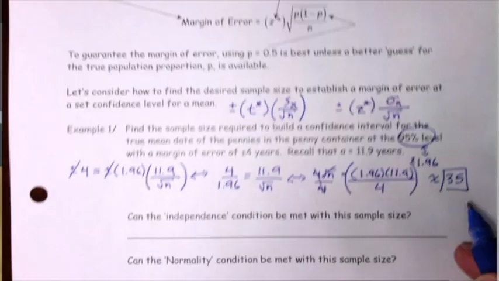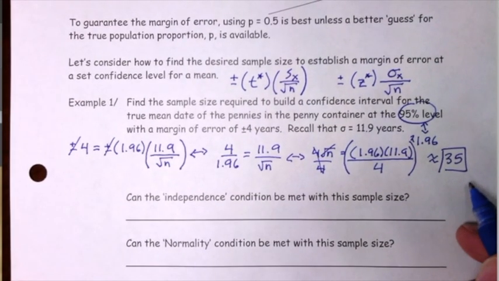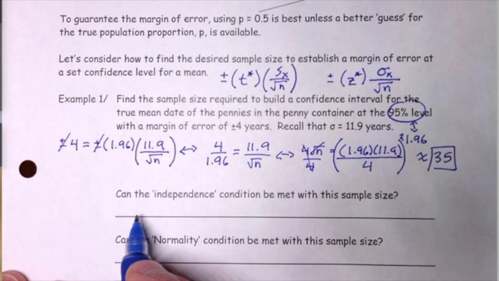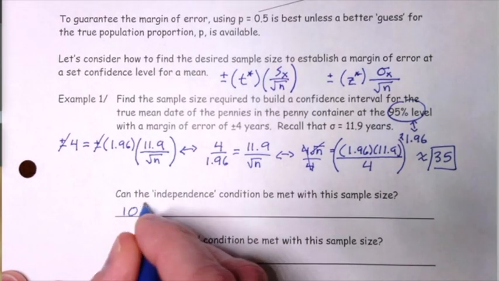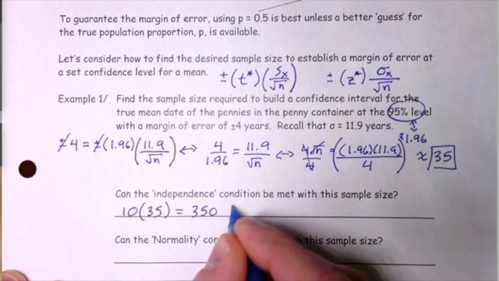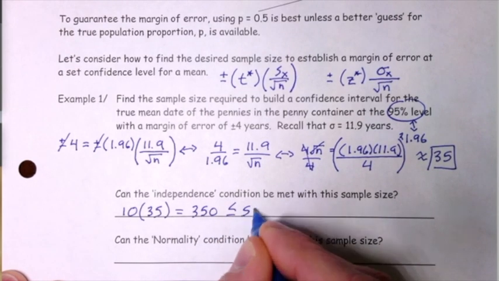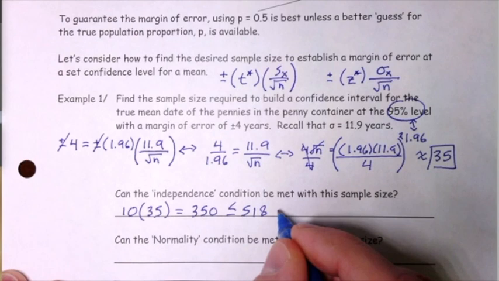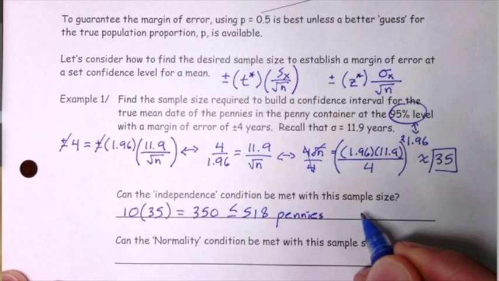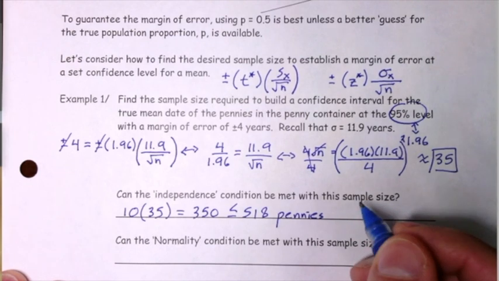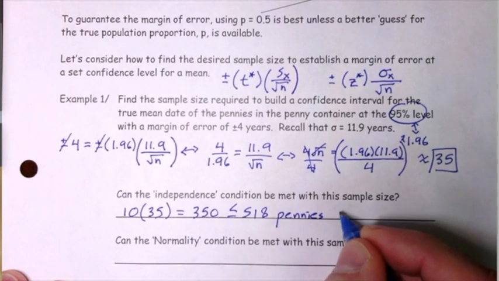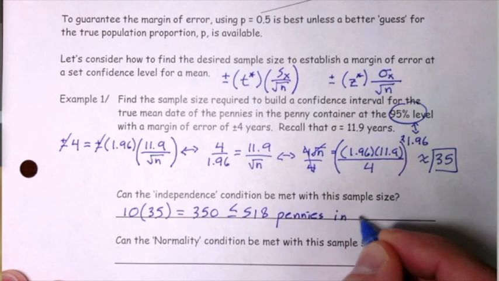So having said that, we can rethink the conditions. We can certainly take a random sample of size 35 from the penny container. Can independence be met with that sample size? And the answer is yes, because we could take 10 times 35, that would be 350. And we know the size of the population, the penny container, is 518 pennies. So 10 times our sample size is less than 10% of the population, less than the size of the population. So we're in good shape.